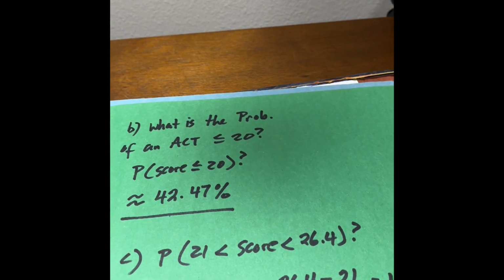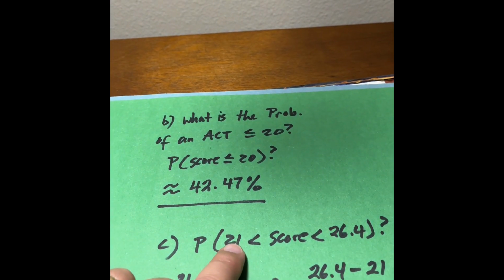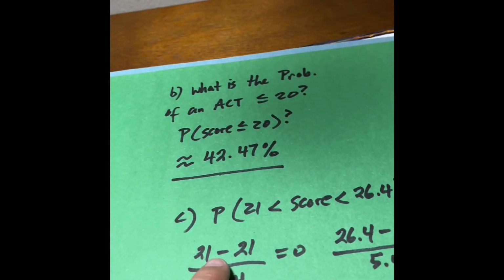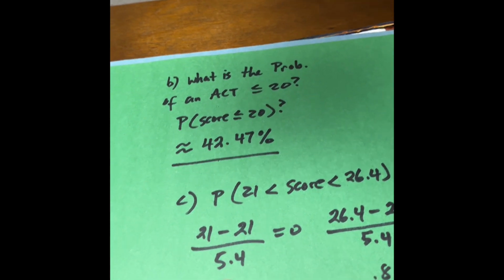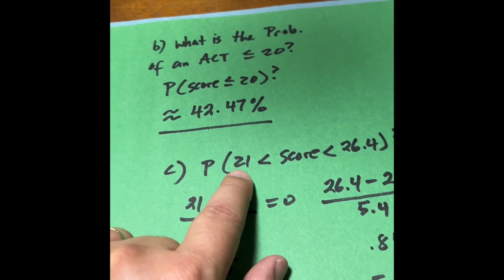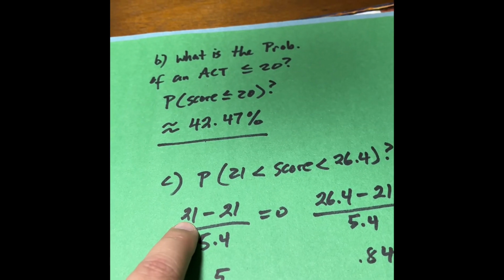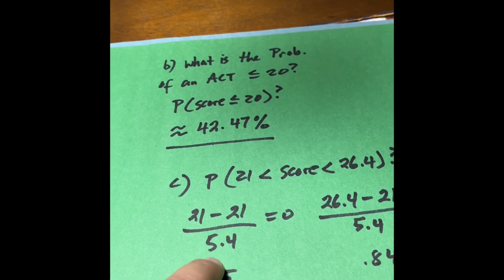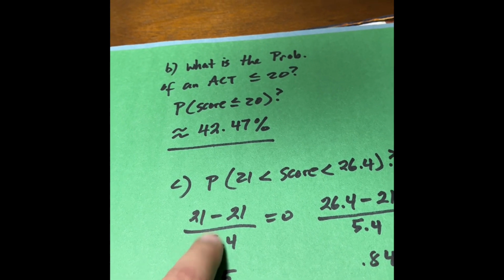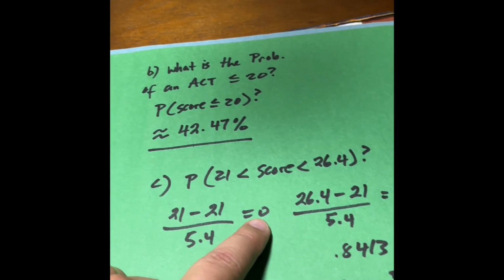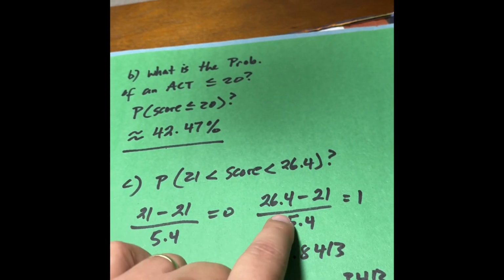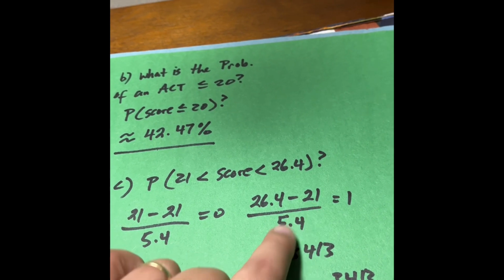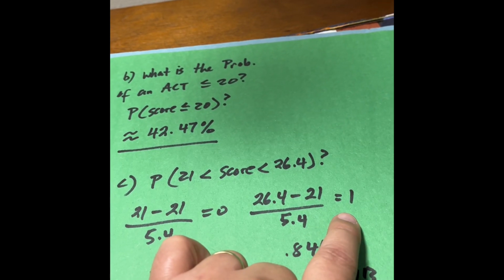So that's that part. The next question is, what's the probability of getting a score in between 21 and 26.4? What you do is the same calculation for 21 using this formula over here. So 21 minus 21 over 5.4. A score of 21 is what we're putting in for X, and the mean was 21 and the standard deviation was 5.4. If you do this math, you get 0. Now we're going to do it for 26.4. So 26.4 minus the mean, divided by 5.4, ends up being 1.